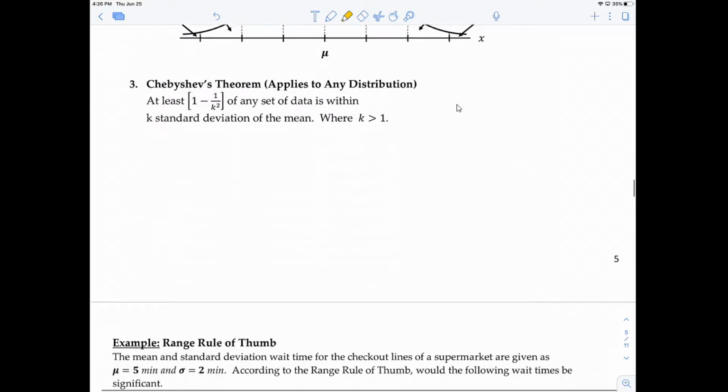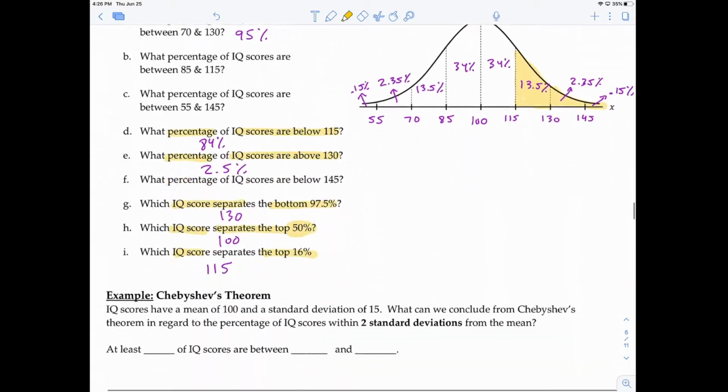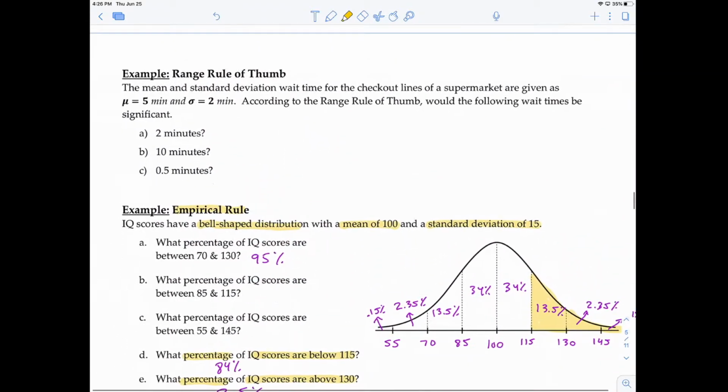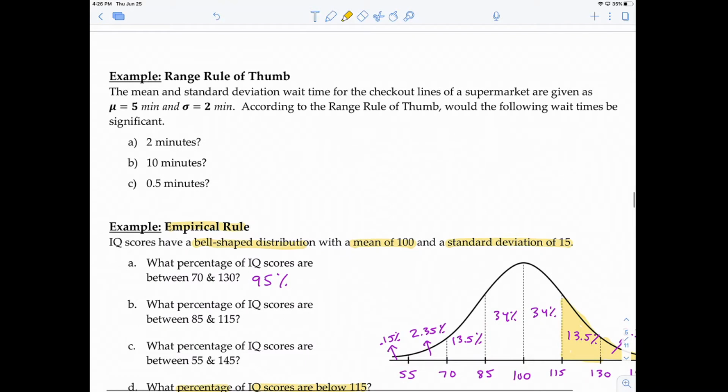So let's go ahead and take a look at an example. This example says the mean and standard deviation wait time for the checkout lines of a supermarket are given as follows: the mean checkout time is 5 minutes, and the standard deviation is 2. According to the range rule of thumb, would the following wait times be significant? Waiting just 2 minutes, would that be significant? What about 10 minutes? What about 0.5 minutes?